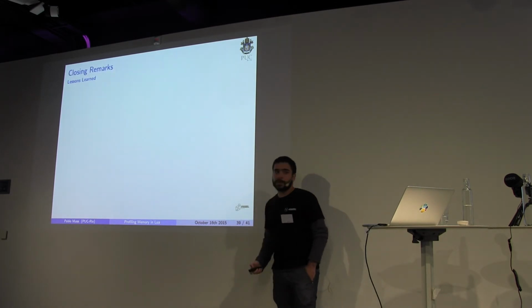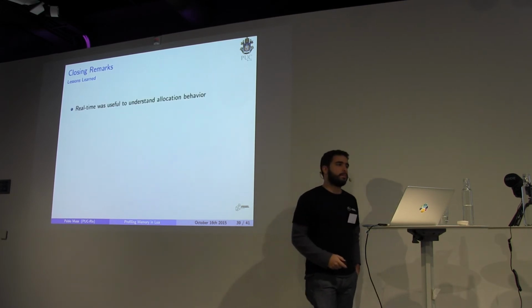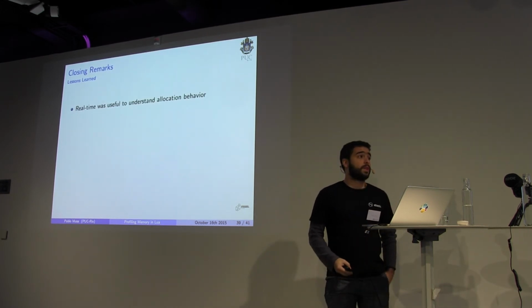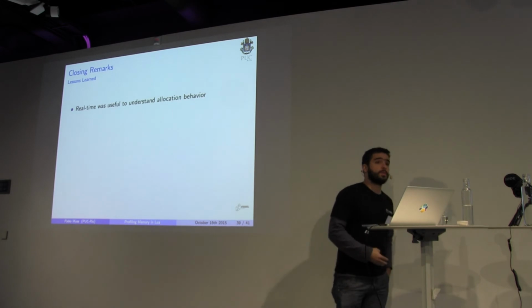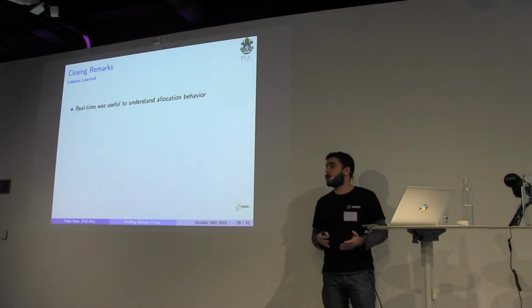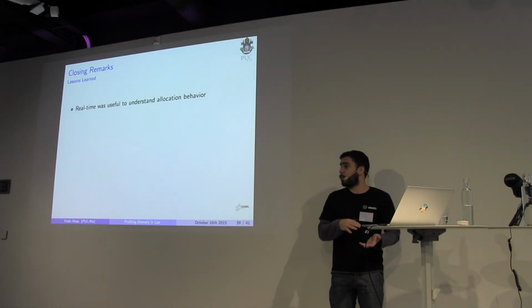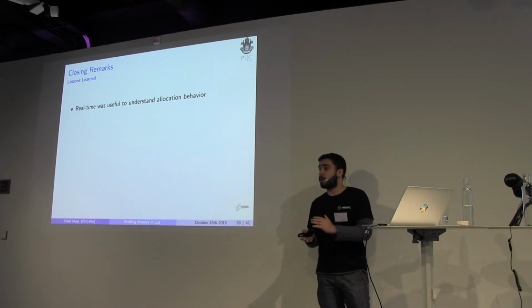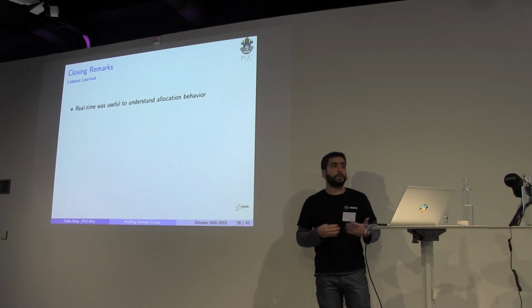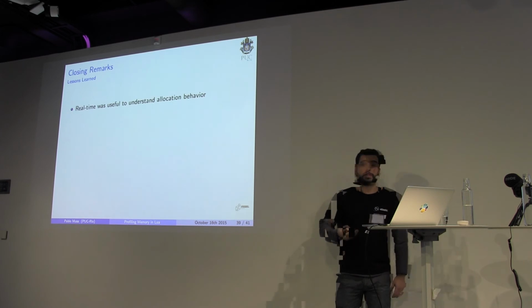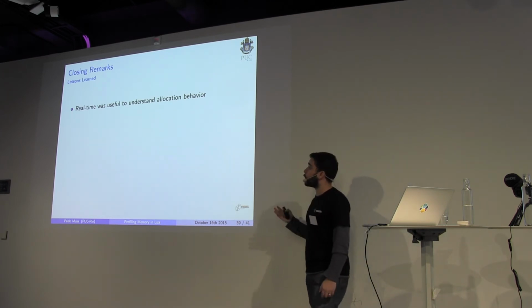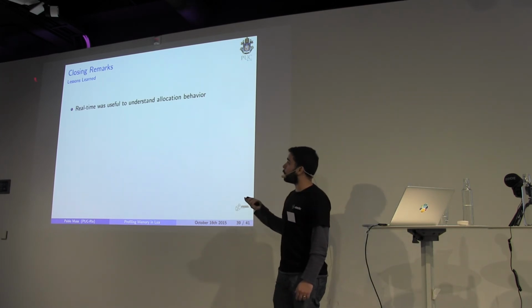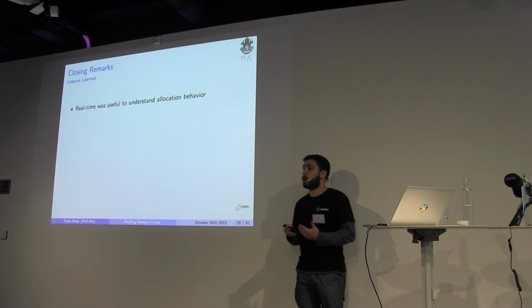So, some lessons learned. The first one is that real time was useful to understand the allocation behavior. In some programs I could see what was going on and when, so whether I should look into the beginning of the program or some specific part, so it can give you insights. Of course my interface is not good, it should be much better, but looking at real time is probably a good thing.